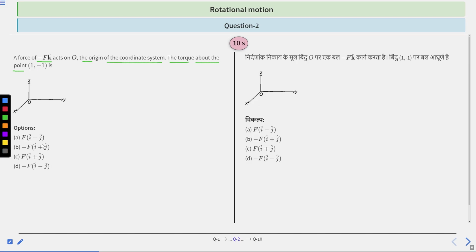So which option is correct? Option A, option B, option C, or option D? You have 10 seconds to solve this question. After 10 seconds, we will provide the solution.